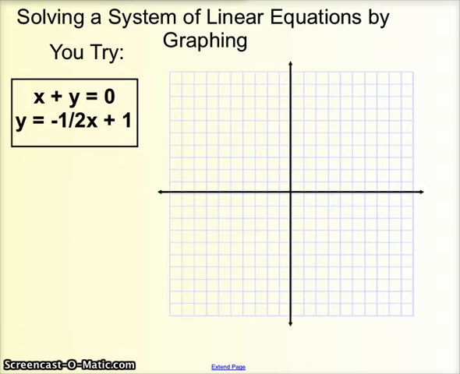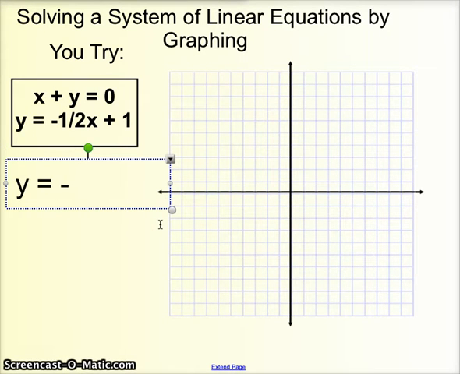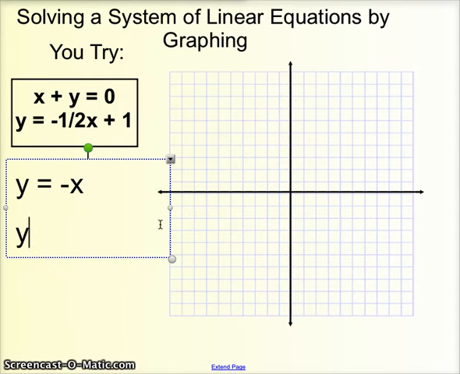x plus y equals 0 and y equals negative 1/2 x plus 1. Well, step 1 should be to put your first equation in slope-intercept form. Pause the video here. You should have written equation 1 as y equals negative x, you don't have to say plus 0, and then your second equation was y equals negative 1/2 x plus 1.